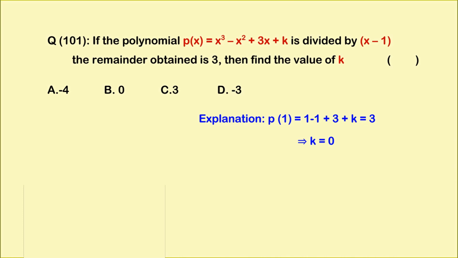Question number 101. If the polynomial p of x is equal to x cube minus x square plus 3x plus k is divided by x minus 1, the remainder is 3, then find the value of k. If you substitute x as 1, because x minus 1 is equal to 0, x is equal to 1, in place of x, we will get p of 1 is equal to 1 minus 1 plus 3 plus k. That is equal to 3 as given in the question. k is equal to 3 minus 3. So the value of k is equal to 0. So the right answer is B.